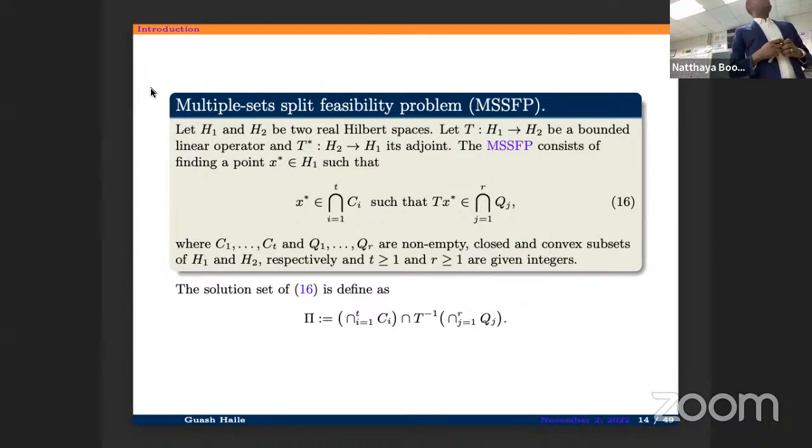Let H1 and H2 be two real Hilbert spaces, and T from H1 to H2 be a bounded linear operator, and T star its adjoint. Then the multiple set split feasibility problem consists of finding a point x star in the first Hilbert space with the property that x star is in the intersection of the C_i's, i runs from 1 up to t, and such that its image under the bounded linear operator is also in the intersection of some finite family of non-empty closed convex sets in the second space H2, where C1 up to Ct and Q1 up to Qr are non-empty closed convex subsets of H1 and H2 respectively, and t and r are given integers. We can denote the solution set of this multiple set split feasibility problem by this Gamma, and it is assumed to be non-empty.